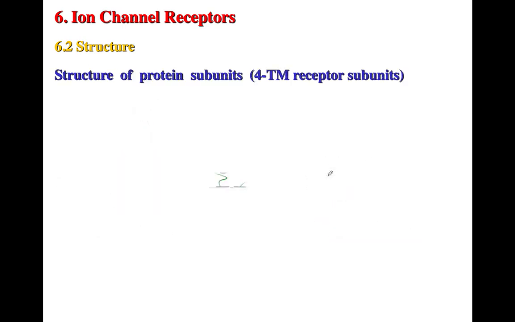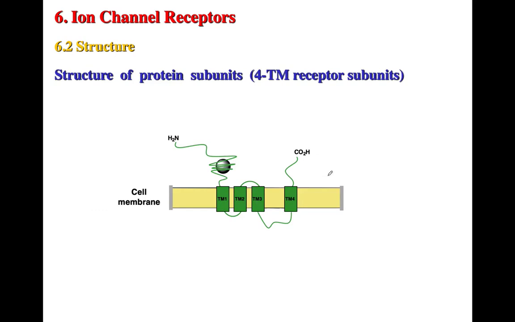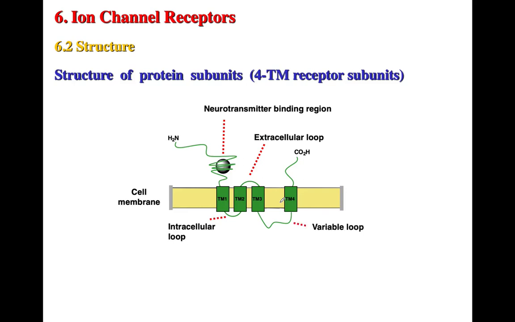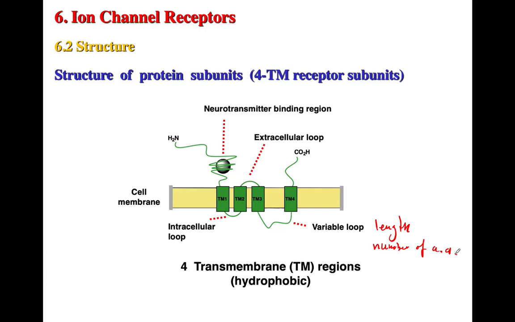And you also have the 4 transmembrane receptor units. The way they're organized is the neurotransmitter is going to have a binding region, usually in the N terminal. Then you have these transmembrane proteins here. You have an extracellular loop, intracellular loop, and then you have a variable loop. The variable loop is so called because the length, the number of amino acids, varies depending on the specific channel that we're dealing with. Now the 4 transmembrane regions are hydrophobic.